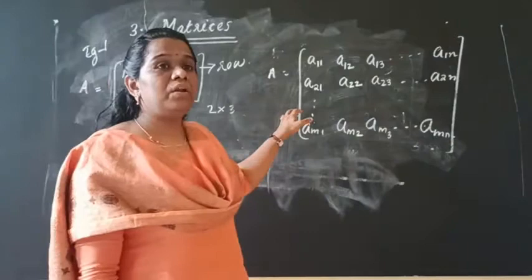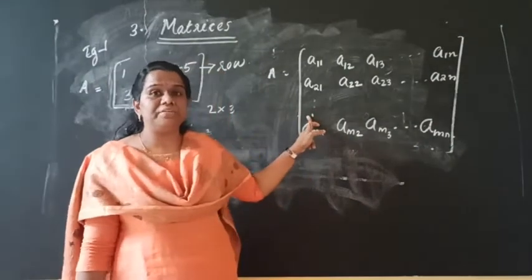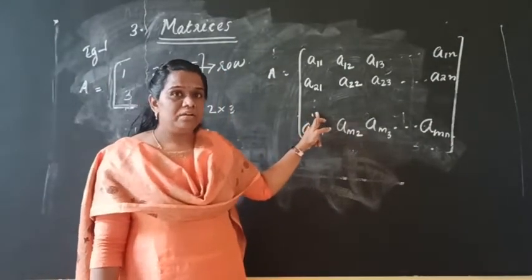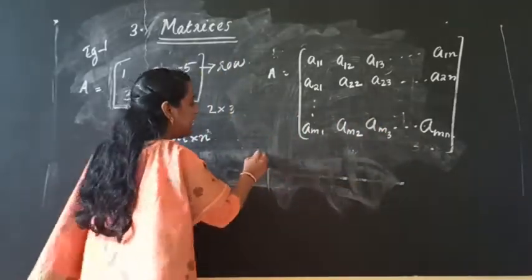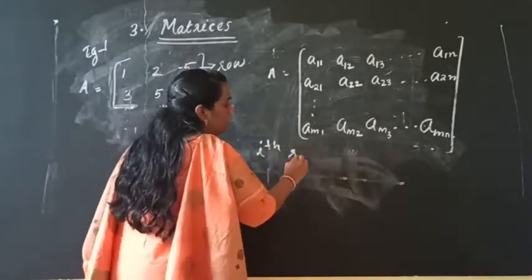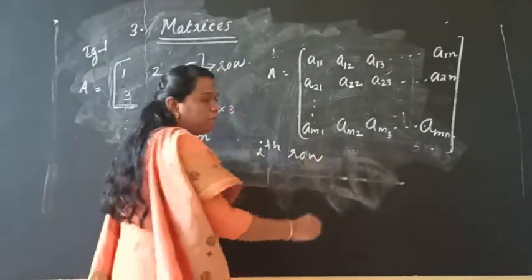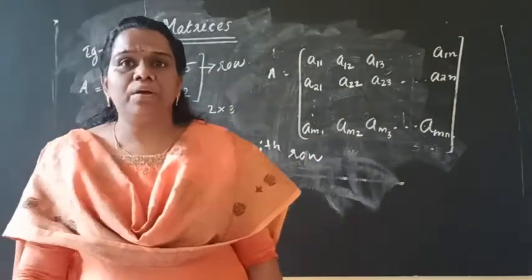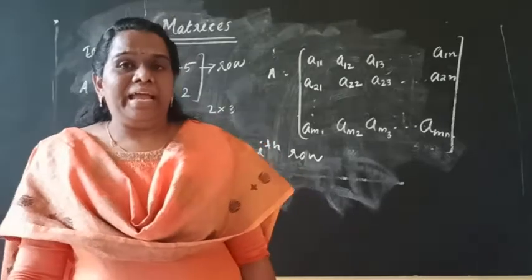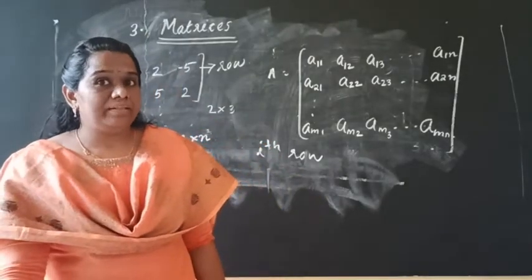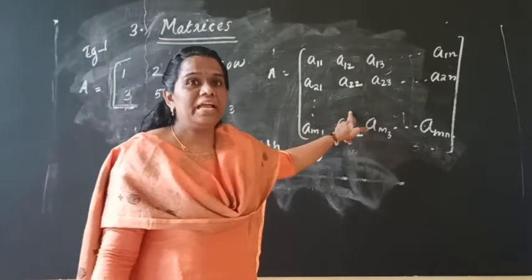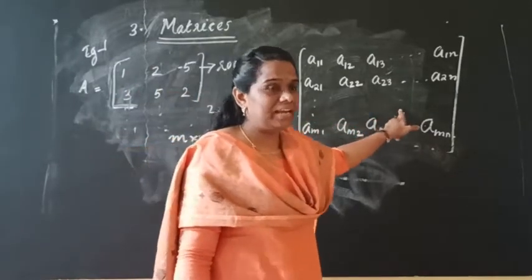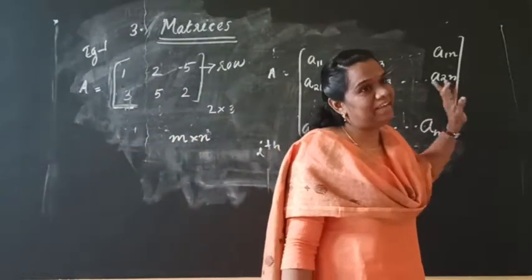If you write the third row, how does it come? The third row starts with A31, A32, A33, like that. Then how does the ith row come? Ith row: Ai1, Ai2, Ai3, etc. Ain. Clear?